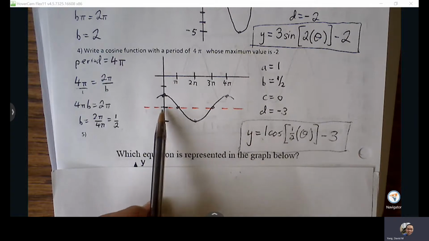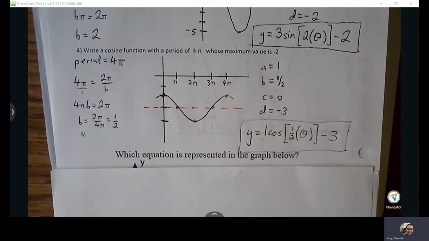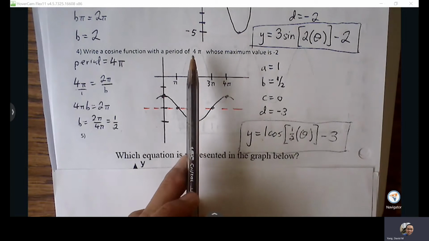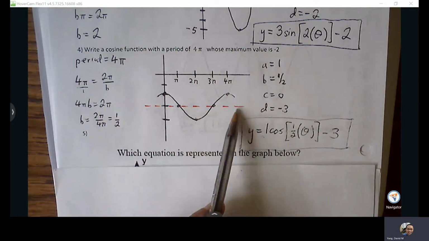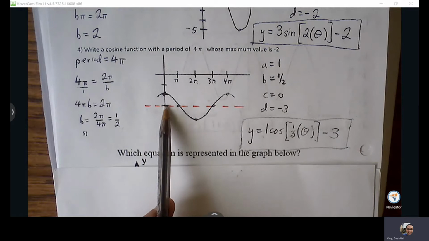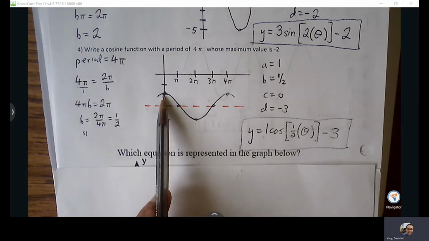Now, you can have a value of 2. You can make your dotted line even further down, which will change your a value and your d value, which is fine. Those are all legitimate. I'm just creating the easiest function possible. So I'm just going 1 down from my max, which means that my amplitude is going to be 1.